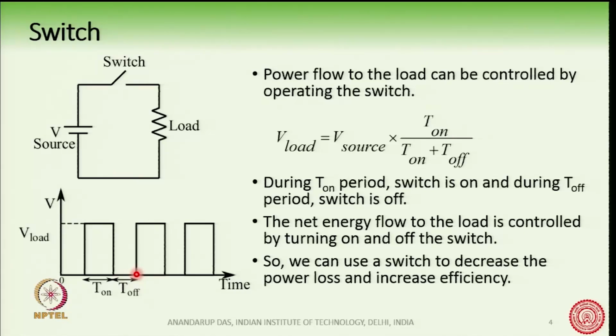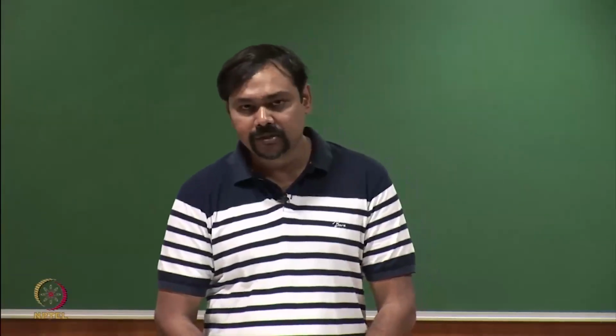Therefore, the expression of V load is V source into T on divided by T on plus T off, in an average sense. So, we see that the load voltage can be changed by changing the duration of T on over this T on plus T off time. T on plus T off time is sometimes called the switching period. So, we can change the magnitude of the load voltage, and we can use a switch to decrease the losses and increase the efficiency of power conversion from the source to the load.